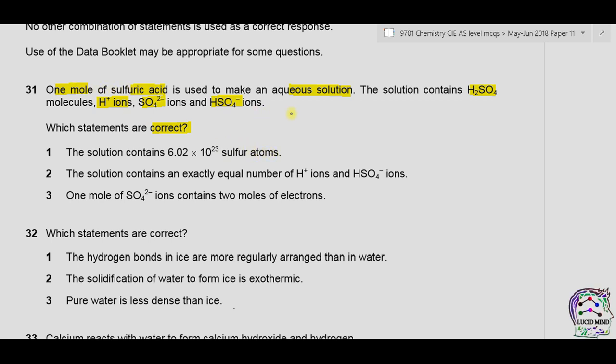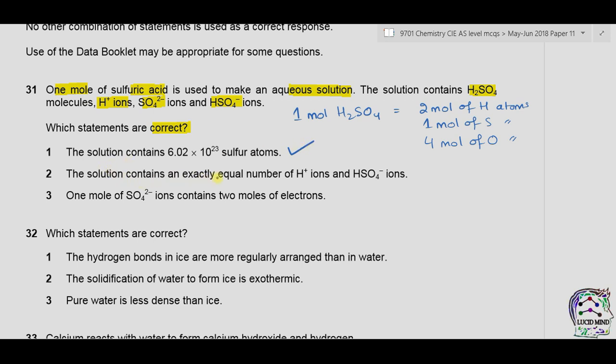As we have 1 mole of sulfuric acid, 1 mole of H2SO4 means that we have 2 moles of hydrogen atoms, 1 mole of sulfur atoms, and 4 moles of oxygen atoms. So as in 1 mole we have Avogadro's constant number of atoms, therefore 1 is correct.